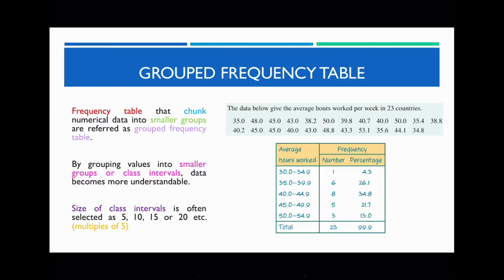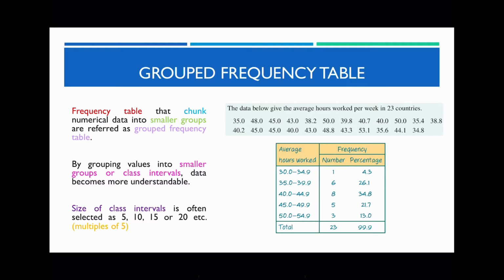And the size of the class intervals that we often use are multiples of 5. So for instance, it could go up by 5s, it could go up by 10s, 15s, 20s, etc. And generally, if the question is not telling you what class interval to use, you have to come up with an appropriate class interval. And we'll be going through some examples later on to show you what an appropriate class interval looks like.